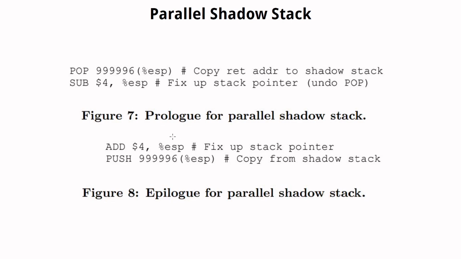So the epilogue, the reverse operation, we add 4 to ESP, then we just push what is at ESP plus that fixed number. So when we push this, we are going to overwrite the main stack using the value from the Shadow Stack. So 2 fewer instructions in prologue and epilogue, in total, 4 fewer instructions. So you can see that people working on those kinds of approaches must be very familiar with the instructions. They find out, with those instructions, I can do this a little bit faster, in a little bit smarter way.